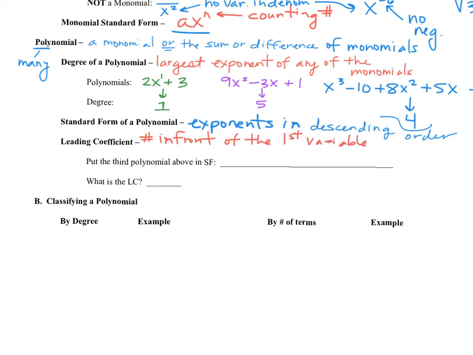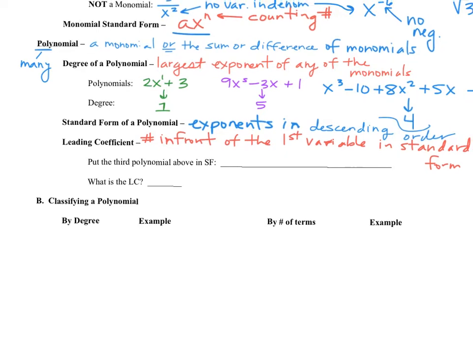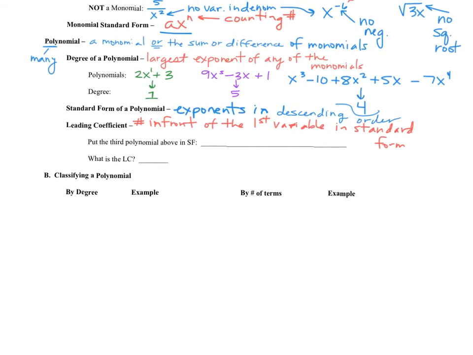All right, it's the number in front of the first variable in standard form. So it has to be in standard form for this, and I'm going to show you right now what standard form is. Standard form means that your variables are going in descending order. So if we take that blue example up here, and we put that into standard form, what comes first? 7x to the 4th. Close. Negative 7x to the 4th.